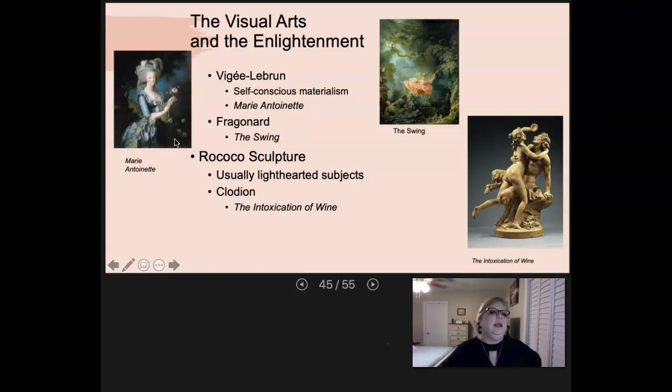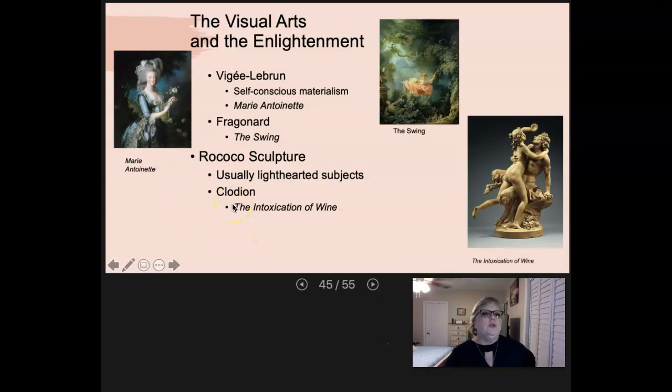Let them eat cake. And you see this painting, this portrait or rendition of her by Vigée Lebrun. Very self-conscious materialism, okay? So there's a lot of emphasis on her hat, okay? Very materialistic. Her dress, which costs tons of money while the peasants are revolting on the street, right? So she did spend a lot of time focusing on that self-conscious materialism.